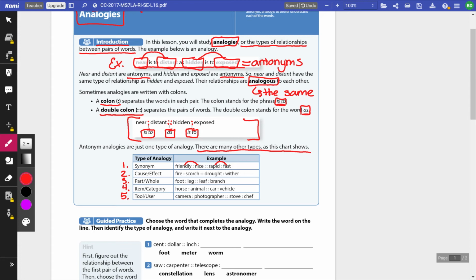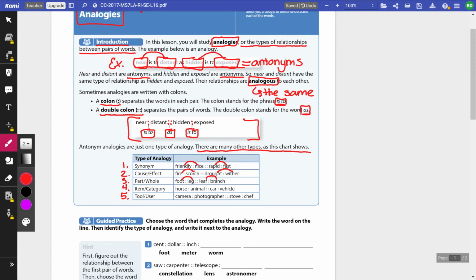So cause and effect, fire is to scorch, as drought is to wither. So if something's on fire, it's getting scorched. If something is going through a drought, it's going to wither. So this is cause and effect. The next one is part to a whole. So foot is to leg, as leaf is to branch. So your foot is part of your leg, and a leaf is the part of a branch on a tree. So these two have the same type of relationship. They are a part of a whole.